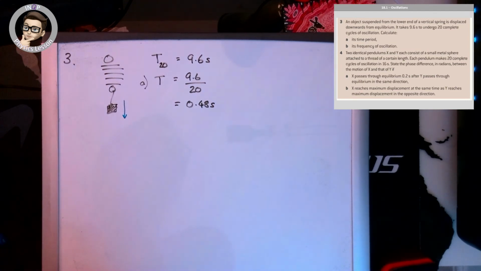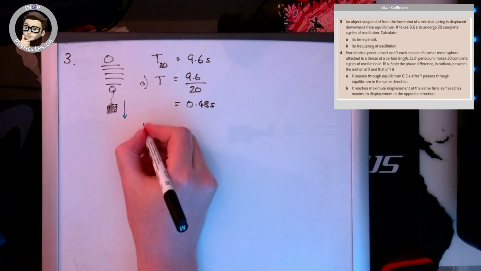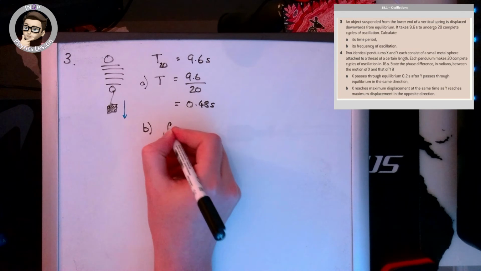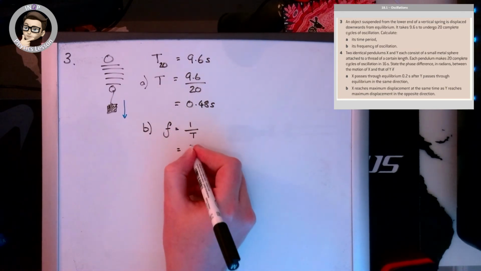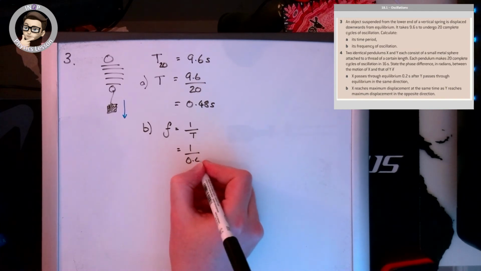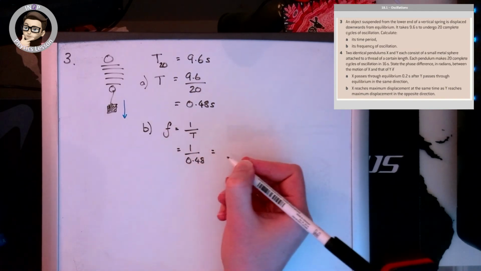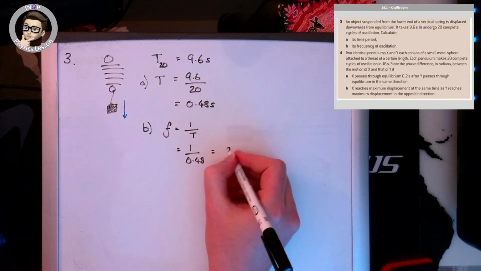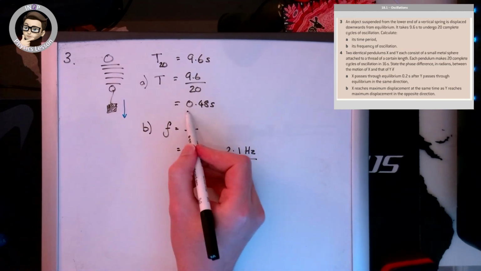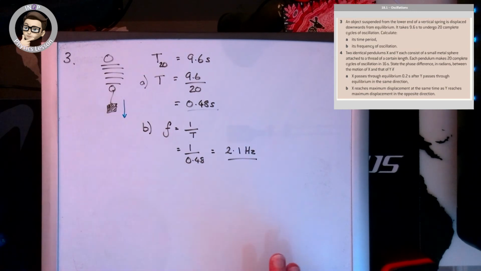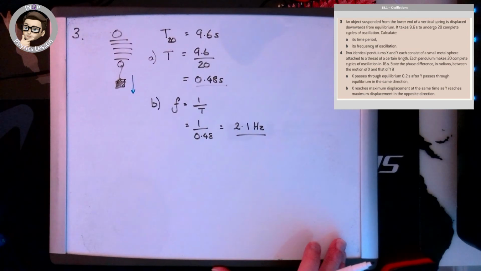And B, the frequency of oscillations. Well, we know that frequency is equal to 1 over the time period, which means I've got 1 over 0.48, which is going to give me 2.1 hertz. So there's our answer for that one and our answer for that one. So question 3 is done. Let's go on to question 4.